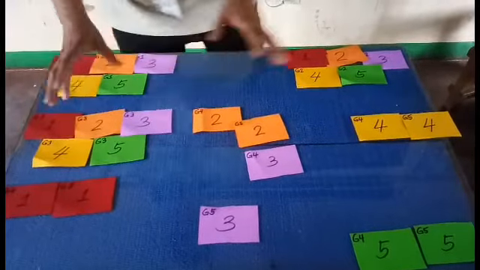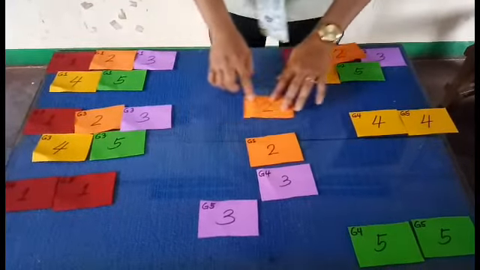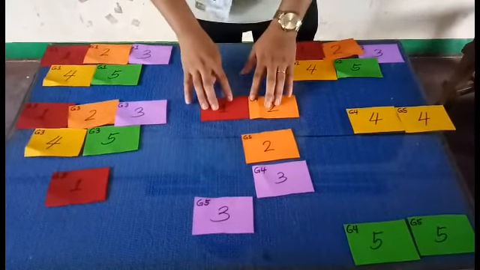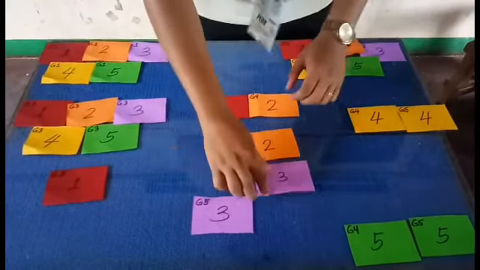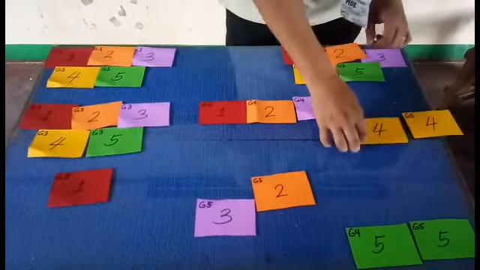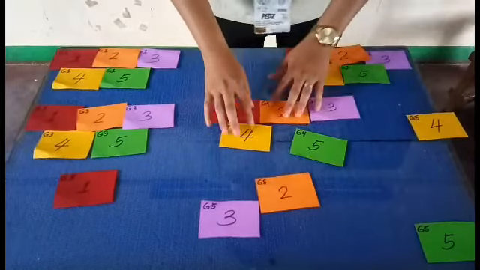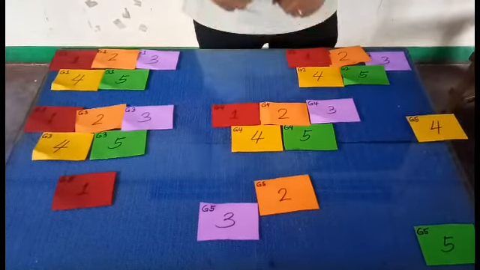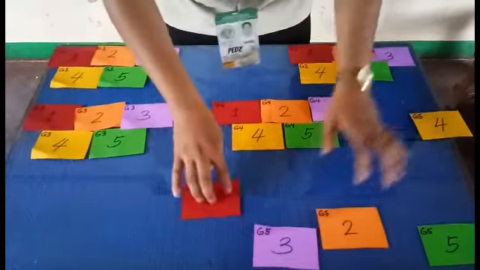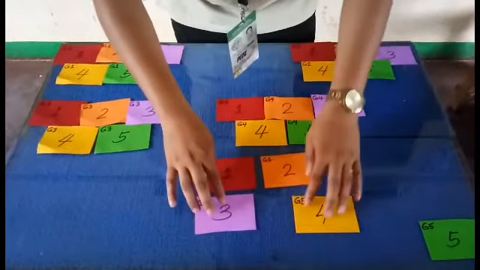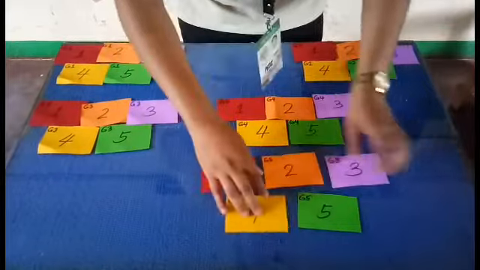The same with group 4. So for group 4, student number 1 will return to the original group. Then we have number 2, then number 3 for group 4, then number 4 for group 4, and number 5 for group number 4. And the last jigsaw group, we have student number 1, they are going to go back to the original group. We have student number 2, number 3, number 4, and number 5.